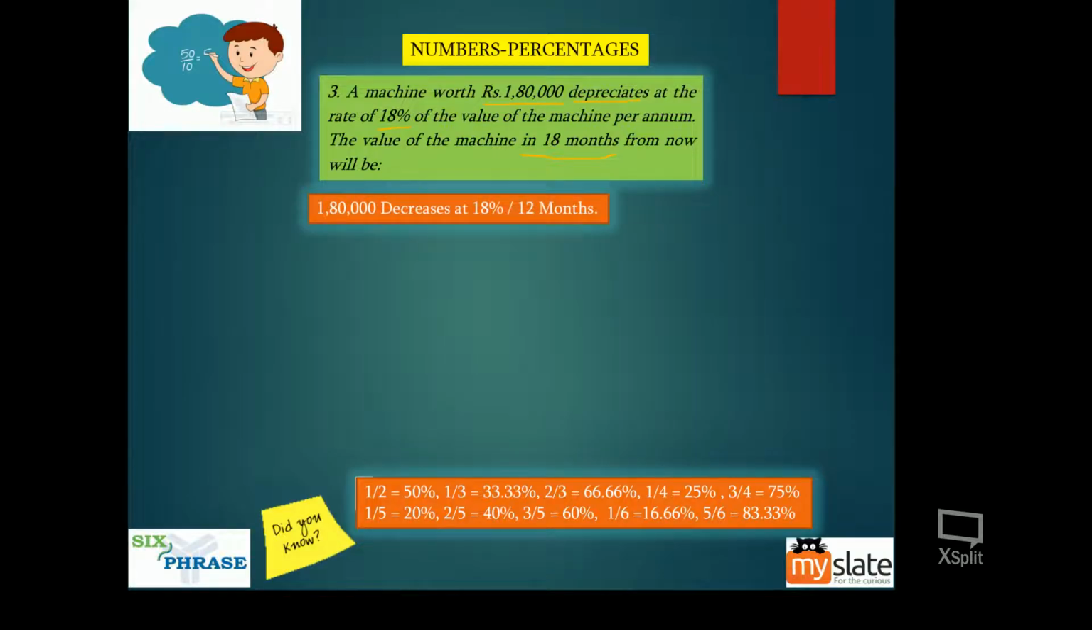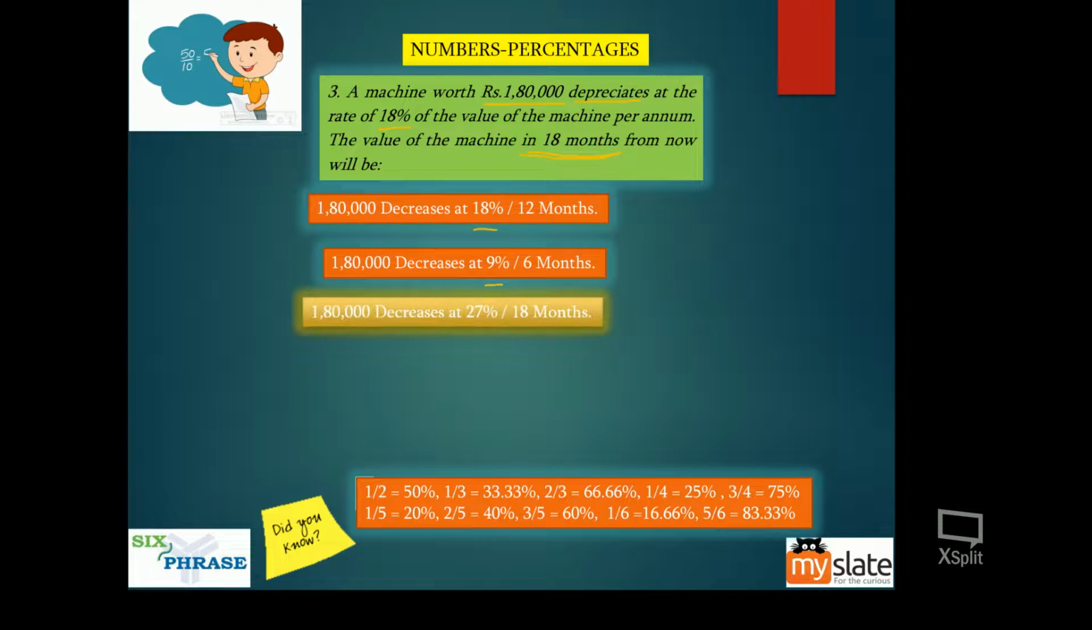Now, 1,80,000 decreases at 18% per 12 months. Guys, right? This is given. Yes. Now, for 12 months it is 18%. For 6 months it will be 9%. Do you agree with me? Yes. So we need to find for 18 months, right? So what do we do? For 12 months 18%, 6 months 9%. So for 18 months it is 27%. 12 plus 6 is 18, 18 plus 9 is 27. Correct? So this is what people do, right? But it is wrong.